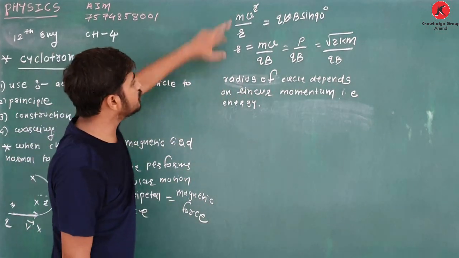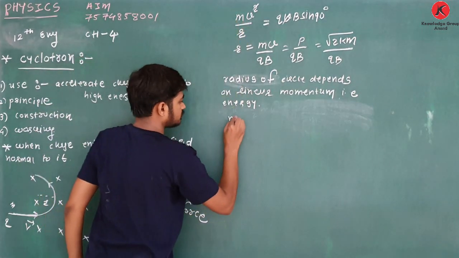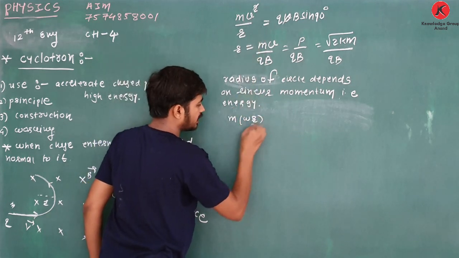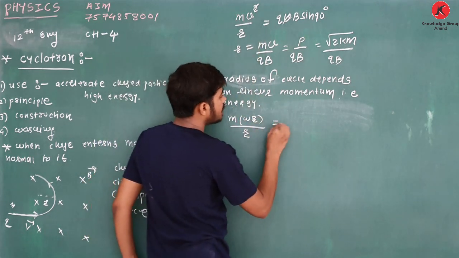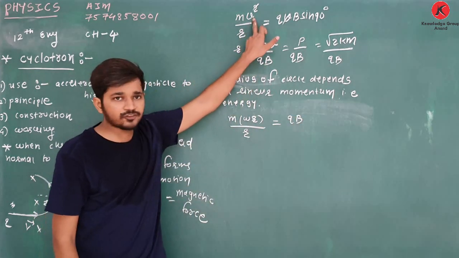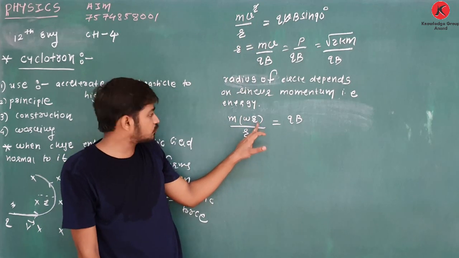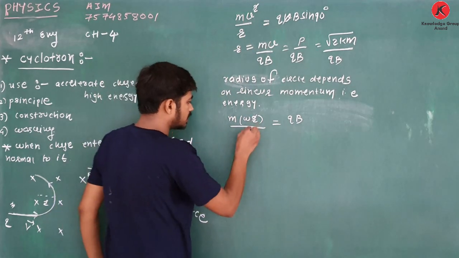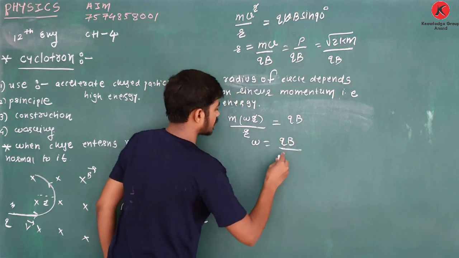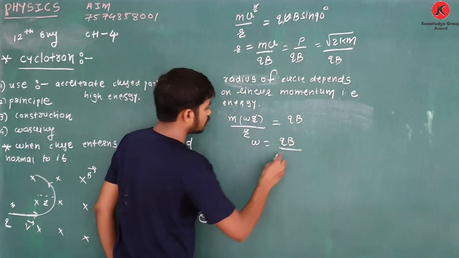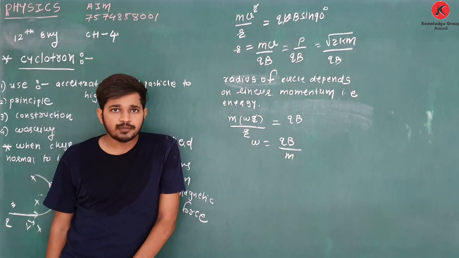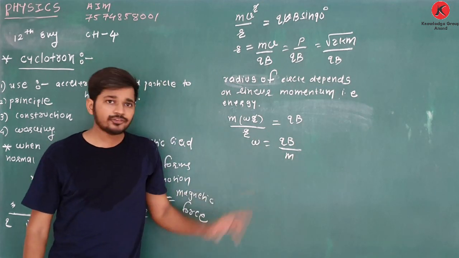Now in this equation, I can replace v as omega r. You know v is linear speed, omega is angular speed, and r is the radius. Then r cancels with r, and omega is equal to qB upon m. Clear about this? Omega means angular frequency.